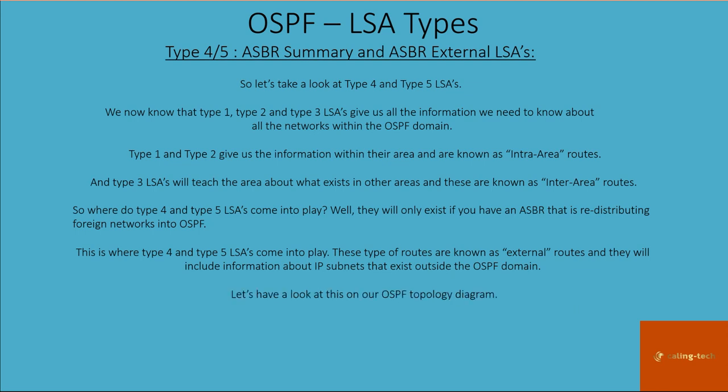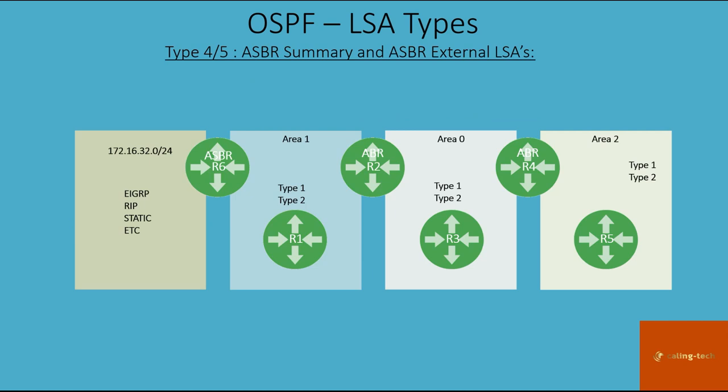Now, to simplify this and show how it actually works, we're going to have a look at this on our OSPF topology diagram. In our OSPF topology diagram below, we've added an ASBR, router 6. We're going to have router 6 redistribute the 172.16.32.0 network into area 1. And it's going to do that using a type 5 LSA, which is also known as an external LSA. Now, they will contain a single IP subnet that has been redistributed into OSPF.